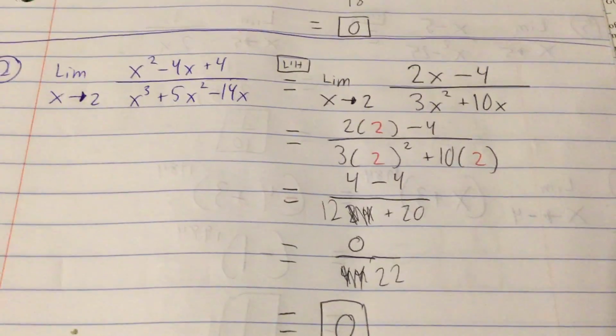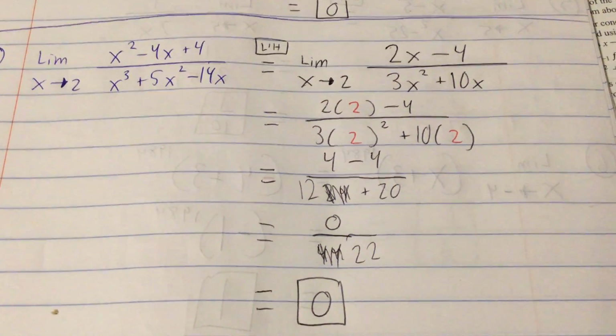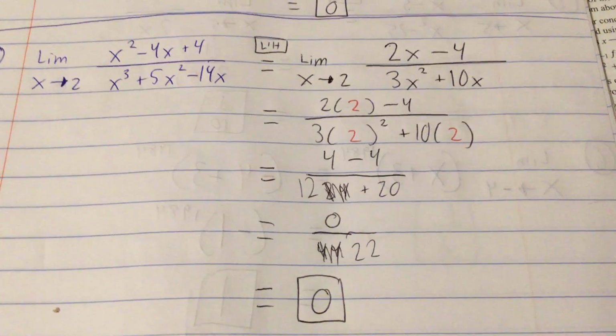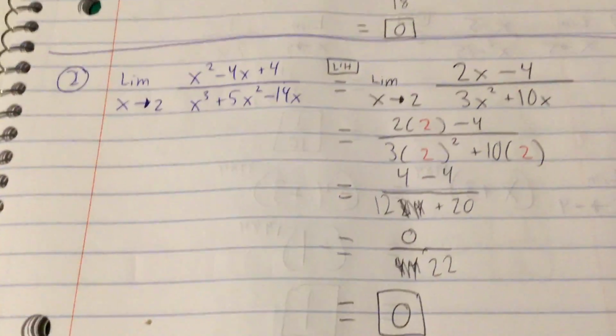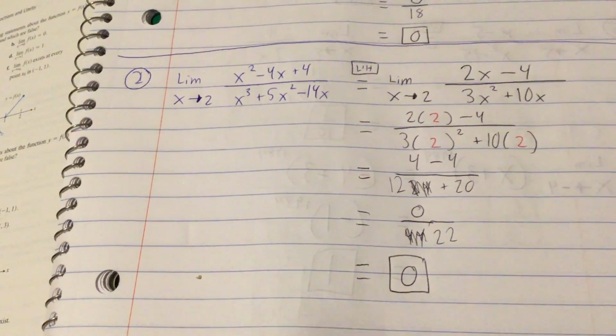But the point is, if you get 0 on top and a non-zero on the bottom, you still get y equals 0. So as x gets closer and closer and closer to 2, y gets closer and closer and closer to 0. Okay, so let's do some.